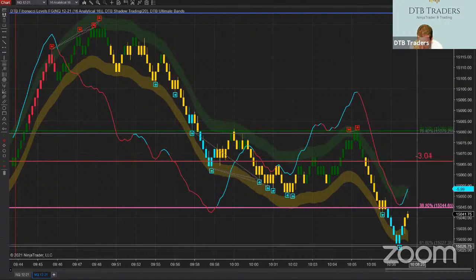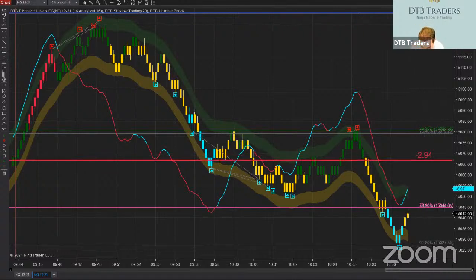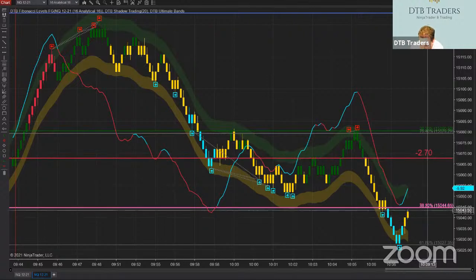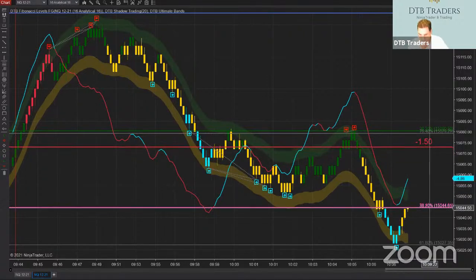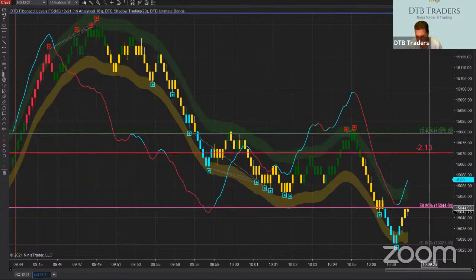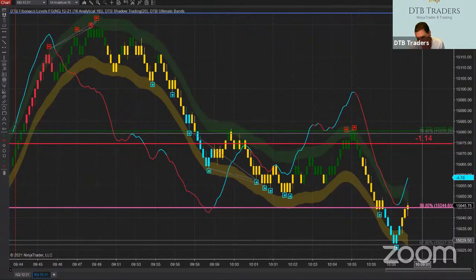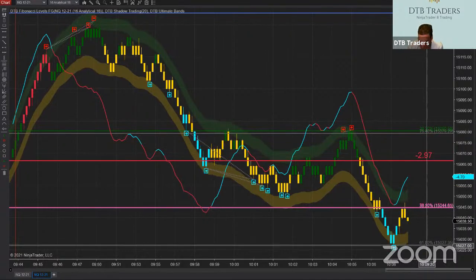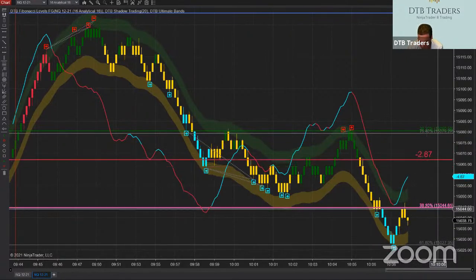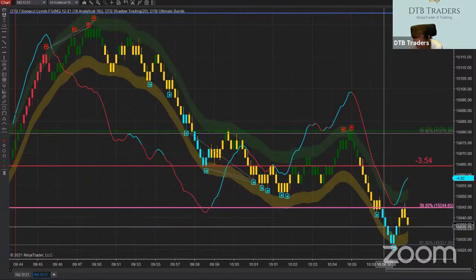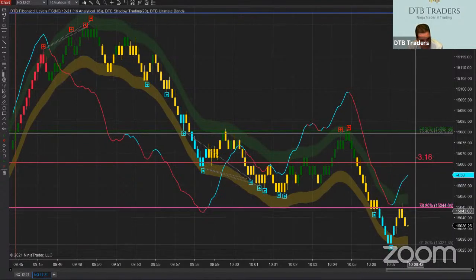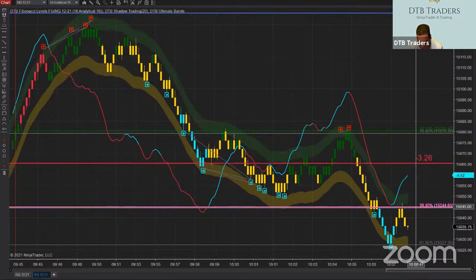Look at that one there. It bounced off the 61.8. So that's the 5-minute 61.8. It broke through the 38.2, but then it came down to the 61.8. Now it's come back to retest that 38.2 that it broke through. And look, it's almost as if by magic it's bounced off that level again.